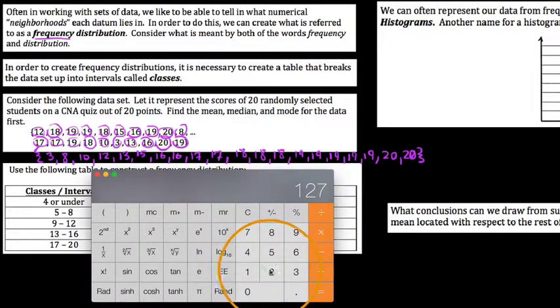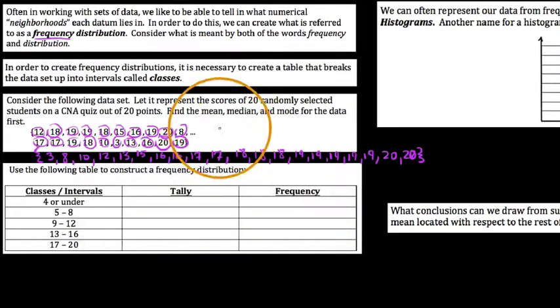We have 18, we had three of those: 1, 2, 3 18s. We had five 19s, so 1, 2, 3, 4, 5 of those, plus 20 plus 20. So the sum of our data is 316. So I'm going to write this down.